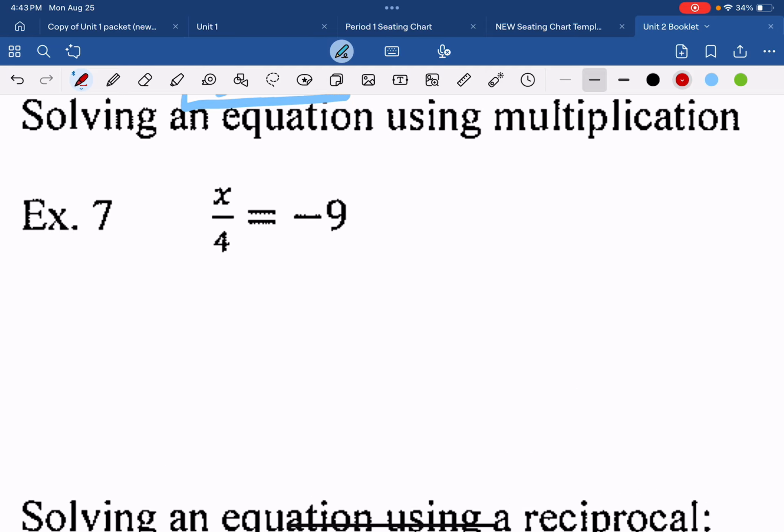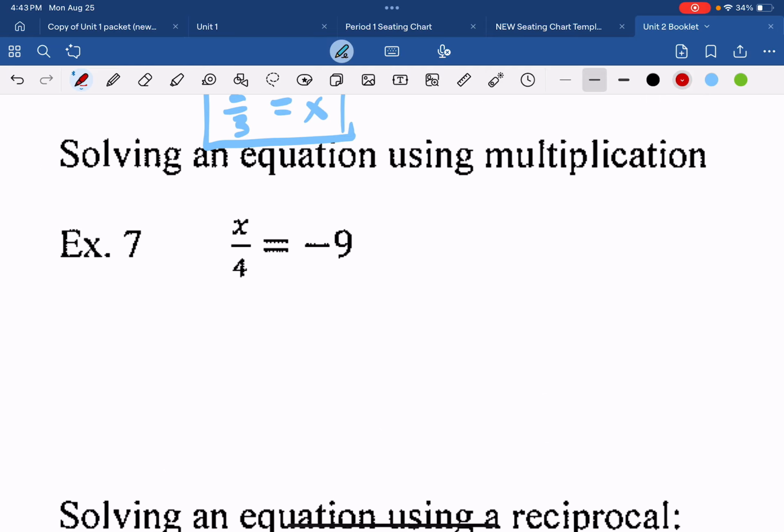All right, moving right along. Here's our next one. It looks like a fraction. It looks like I have x over 4 equals -9, which I do technically. But just remember, that fraction bar is really a division sign, okay? So fraction bar, really division. My variable is up top, okay?